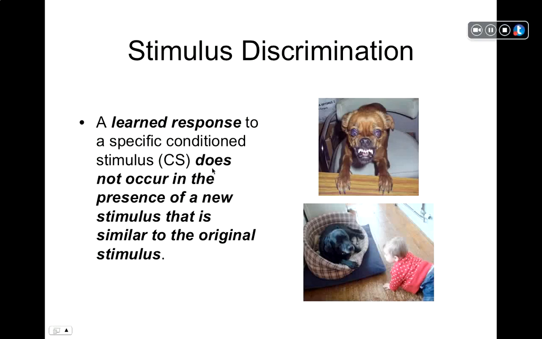And again, this kind of makes sense from an adaptive standpoint. It makes sense for us to be able to discriminate, at least in the case of the fear response. Let's say I am attacked by another human being. It doesn't make sense really for me to learn to fear all human beings, but to be able to discriminate between one human being and the other. One's possibly a threat, the other one is not.